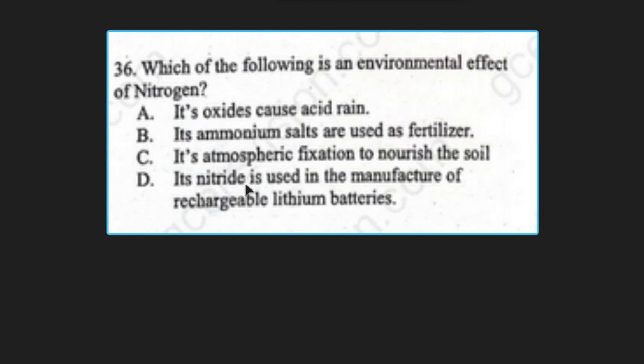In this question, we are interested in the positive impact of nitrogen rather than the negative impact. So we look at A. A is correct normally because nitrogen dioxide in the atmosphere reacts with water and oxygen to form nitric acid, of course. But its atmospheric fixation is to nourish the soil, which is the most important part of it. And even though A is correct, it is a negative impact, while C is a positive impact. So we focus on the positive impact, making our answer to be C.